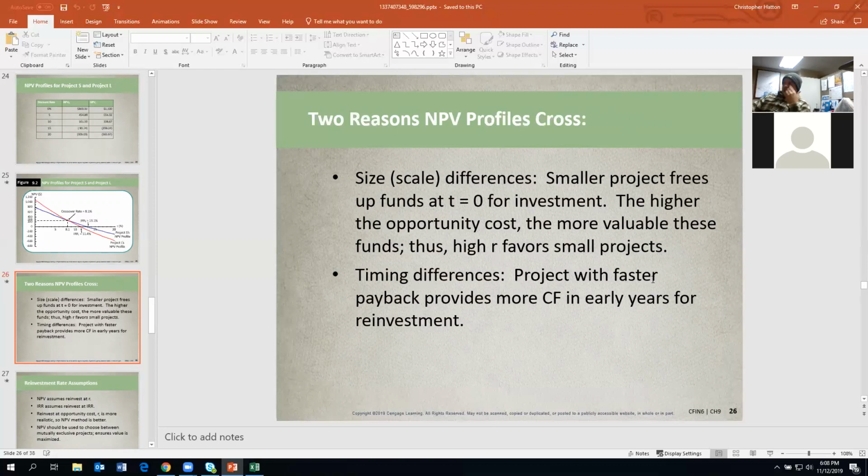Timing differences: projects with faster payback periods provide more cash flow in early years for the reinvestment. And we'll go over a few examples at the end of the chapter. So payback periods are something that we're going to go into detail on today.